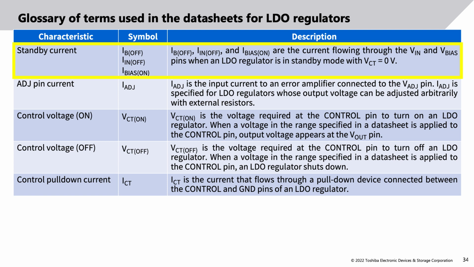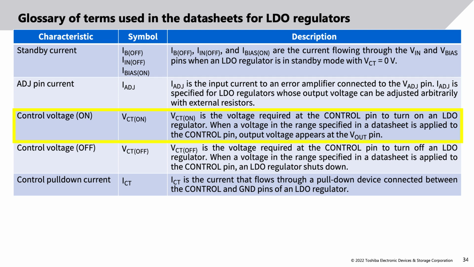Standby current IB off, IN off, and I bias off are the current flowing through the VIN and VBIAS pins when an LDO regulator is in standby mode with VCT equals 0 volts. ADJ pin current IIH is the input current to an error amplifier connected to the VADJ pin. IIH is specified for LDO regulators whose output voltage can be adjusted arbitrarily with external resistors.